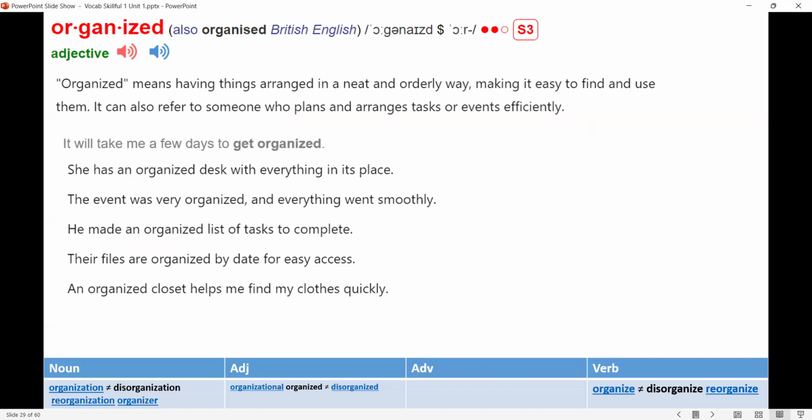Organized means arranged in a neat and orderly way, making it easy to find and use them. Opposite of disorganized. Example, she has an organized desk with everything in its place. The event was very organized and everything went smoothly. He made an organized list of tasks to complete.